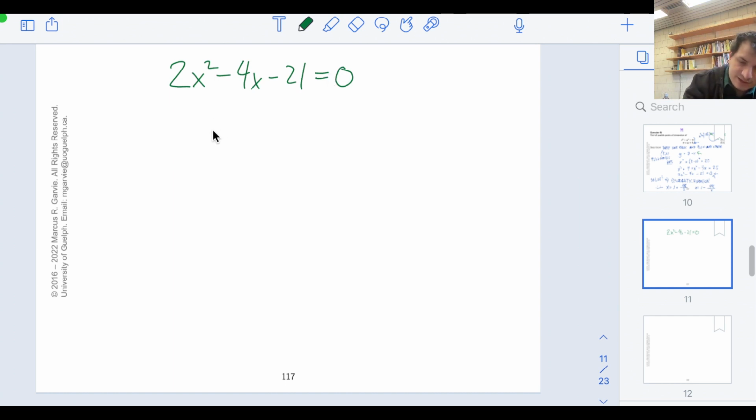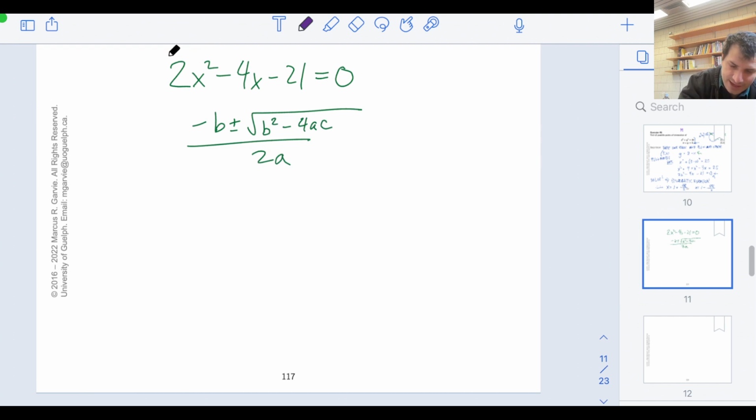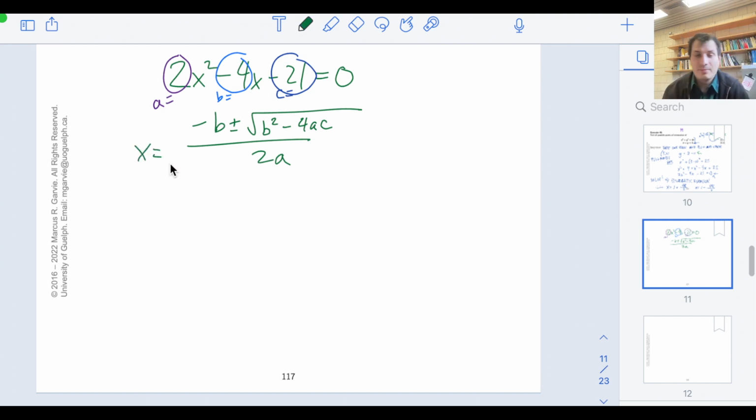The quadratic formula says you do minus b plus or minus the square root of b squared minus 4ac, all over 2a, where the coefficients a here is 2, b is minus 4, and c is minus 21. So these are going to be the solutions. x is going to be minus b plus or minus this stuff. So what is it in our case? b is negative 4, so it's 4 plus or minus.